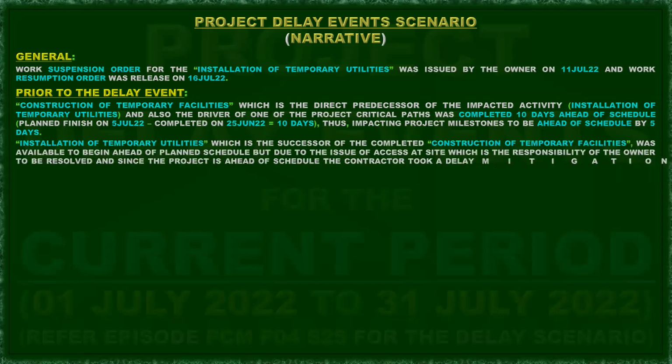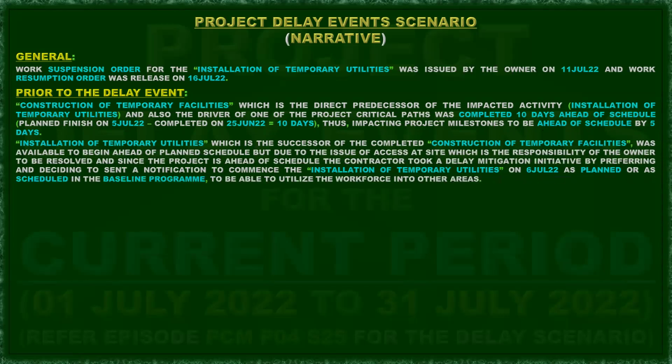So installation of temporary utilities, which is the successor of the completed construction of temporary facilities, was available to begin ahead of planned schedule, but due to the issue of access at site, which is the responsibility of the owner, to be resolved. And since the project is ahead of schedule, the contractor took a delay mitigation initiative by deciding to send a notification to commence the installation of temporary utilities on 6th July 2022 as scheduled in the baseline program, to be able to utilize the workforce in other areas. So the presence of delay events.